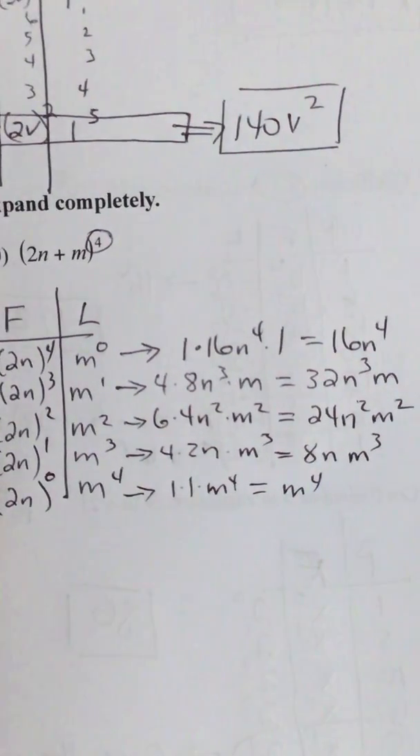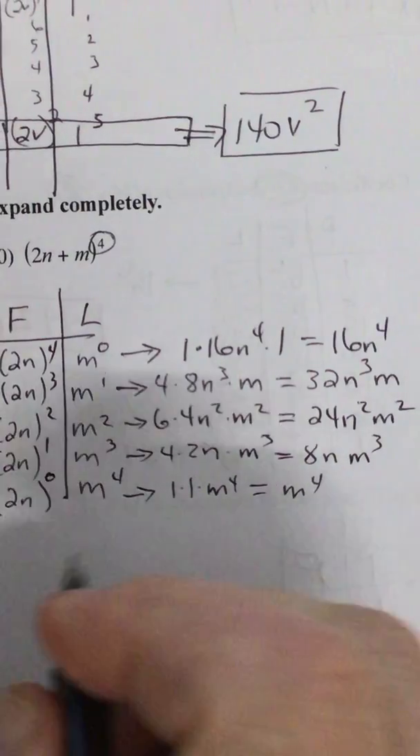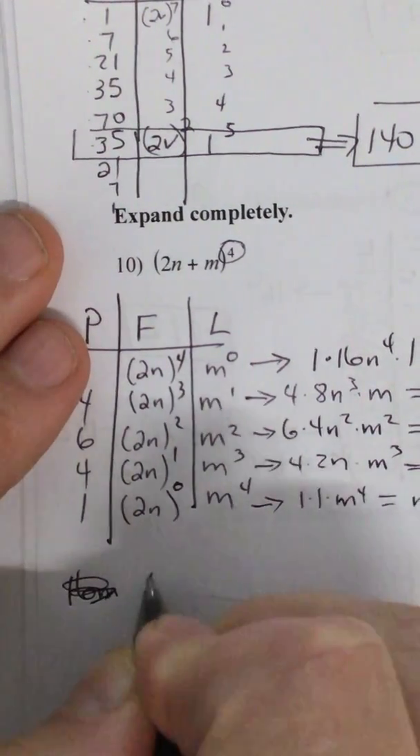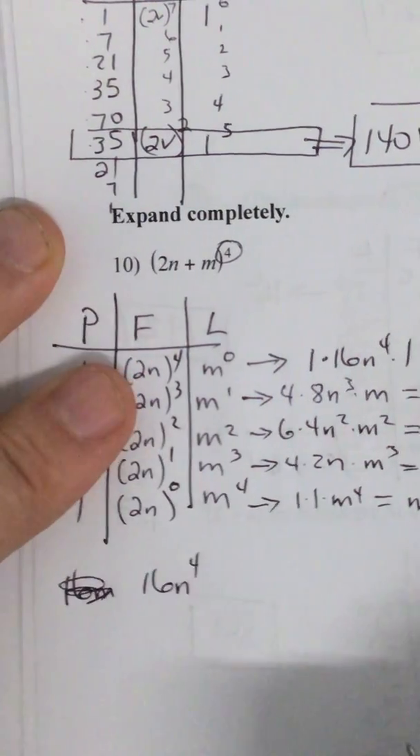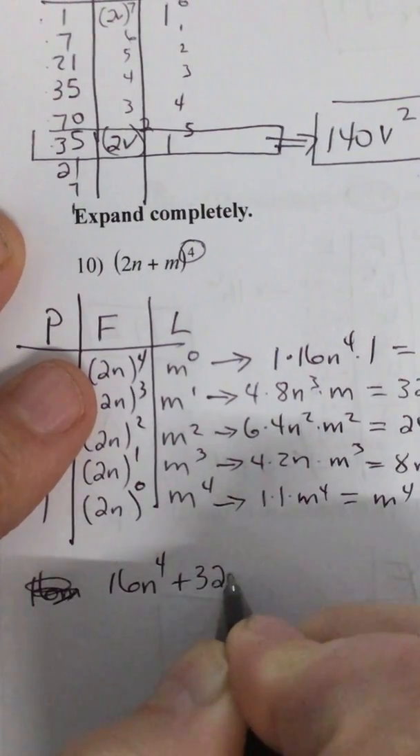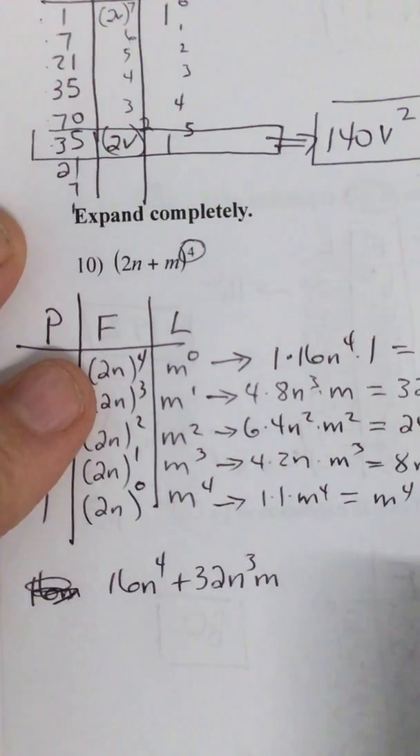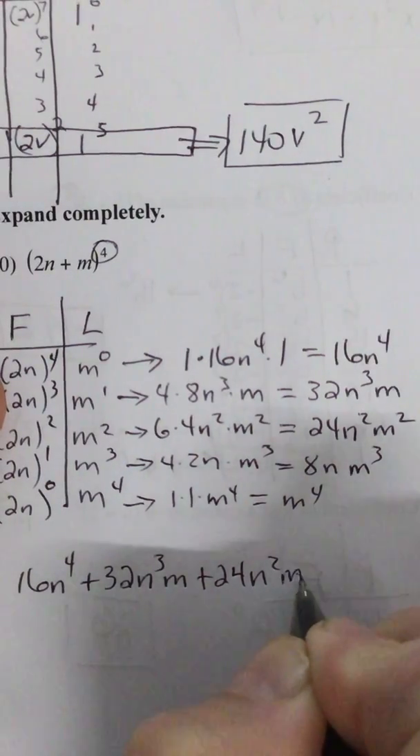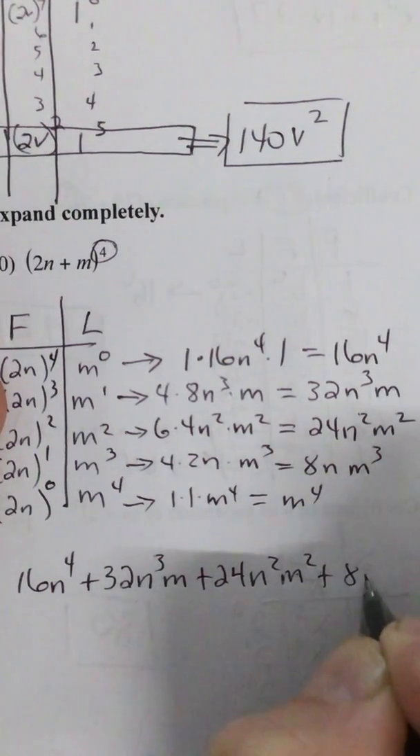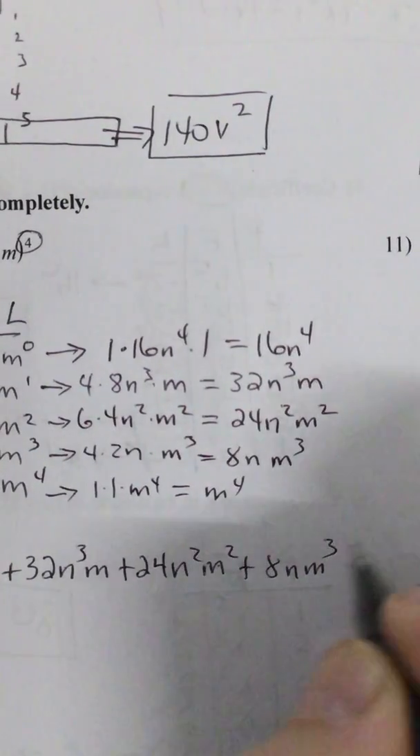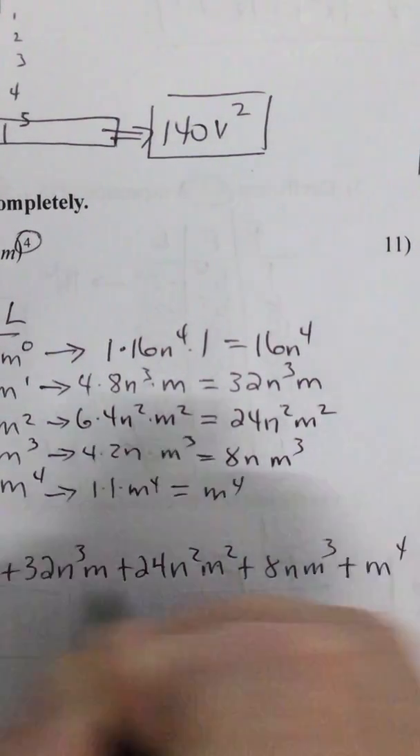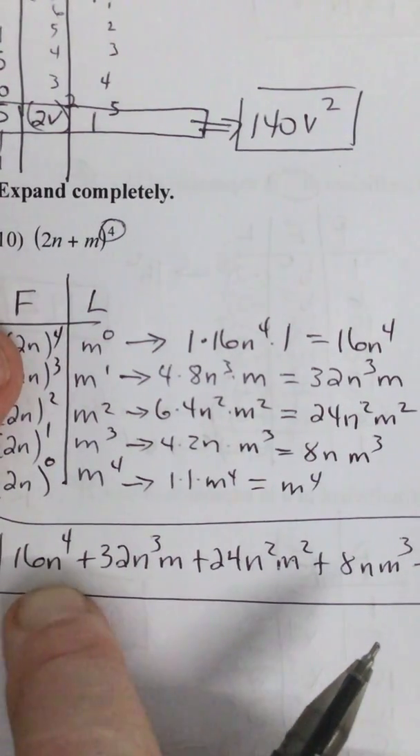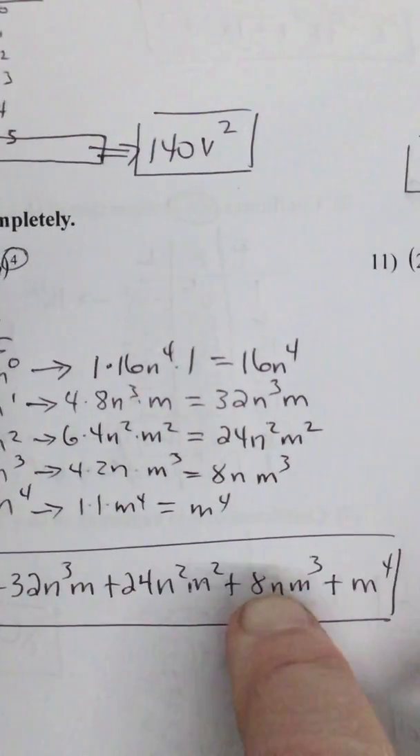And now you should put all this together as like you multiplied it together. So we end up with 16n to the 4th plus 32n cubed m plus 24n squared m squared plus 8n m to the 3rd plus m to the 4th. And you notice how the first letter of the alphabet is what's in charge: 4th, 3rd, 2nd, 1st, 0th.